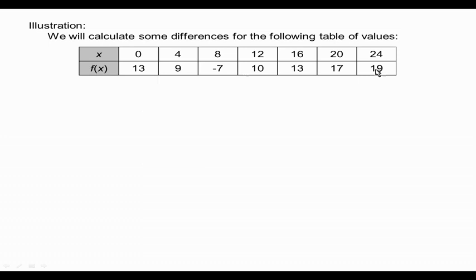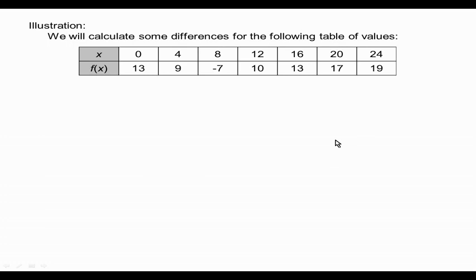So, as an illustration, I'm going to calculate some differences for the following table of values. My x's are 0, 4, 8, 12, 16, 20, and 24. My f of x's are 13, 9, negative 7, 10, 13, 17, 19. Now, you are supposed to first observe that the x's are uniform. That is, to go from one x to the next one, you add the same value. So notice, all my delta x's are 4, right? 4 minus 0 is 4, 8 minus 4 is 4, 12 minus 8 is 4, and so on.